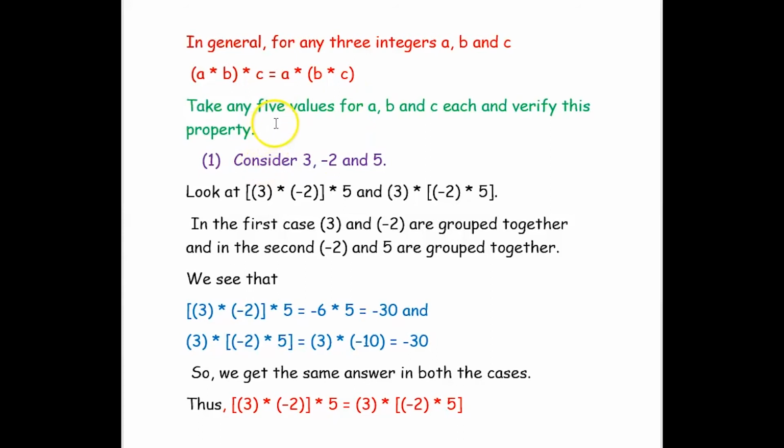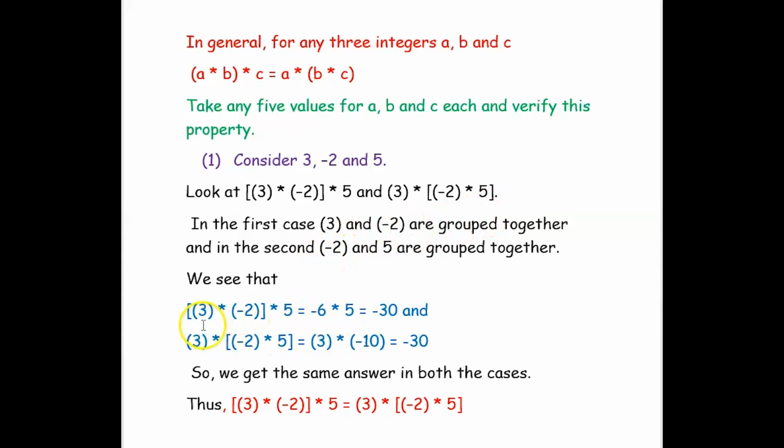The next question is, take any 5 values for a, b and c each and verify this property. Now we'll go with 5 more examples. So consider 3, -2 and 5. Now how will we group? First we will group 3 and -2, and then we will group -2 and 5. Then we are going to find the product of those numbers.